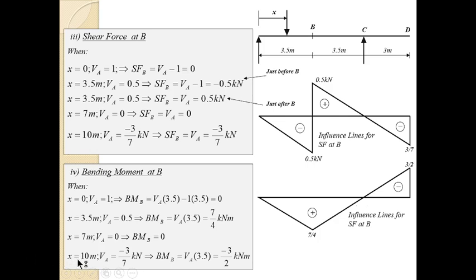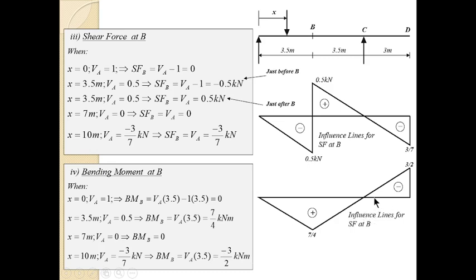The next one is when x is equal to 10. That is when the 1 kilonewton load is directly on top of D. That is a cantilever point. Remember, VA at that point was minus 3 over 7 kilonewton. And the bending moment at B, the only force to the left of B is VA, and the perpendicular distance is 3.5. So we say VA multiplied by 3.5, which will be minus 3 over 7 multiplied by 3.5. That gives us minus 3 over 2.